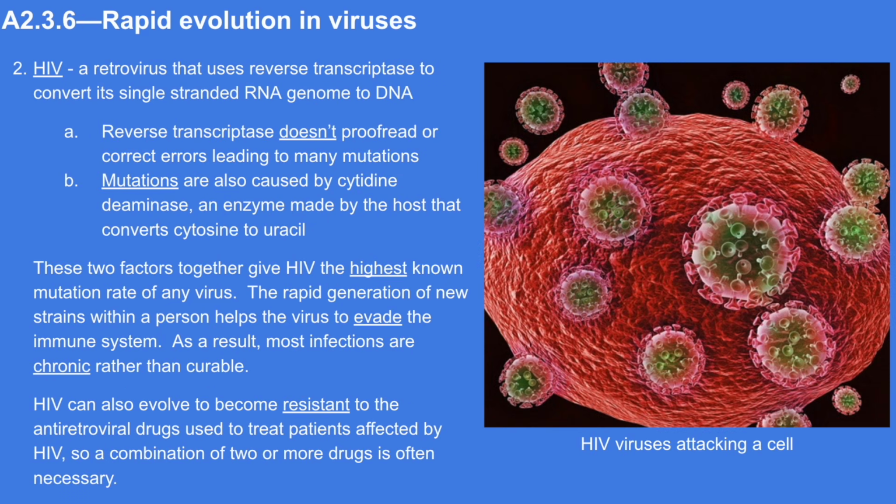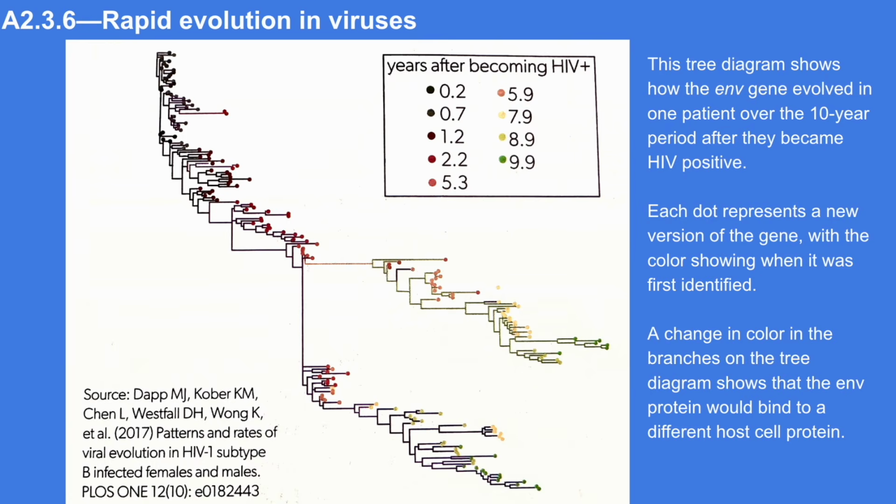Okay, HIV also has incredibly high rates of mutation. Reverse transcriptase doesn't proofread or correct errors, leading to many mutations. HIV actually ends up having the highest known mutation rate of any virus, which is why once you have HIV, you have HIV forever, because your immune system cannot mount a response to it before it changes. So this is a visual of the HIV virus in a single patient over 10 years and how many different mutations and versions of the HIV evolved over a 10-year period.